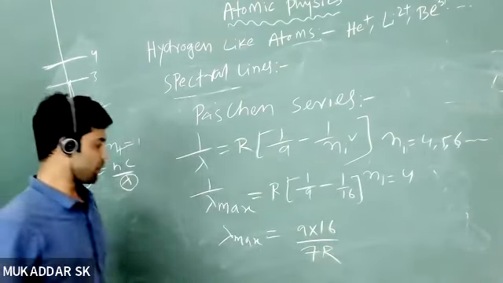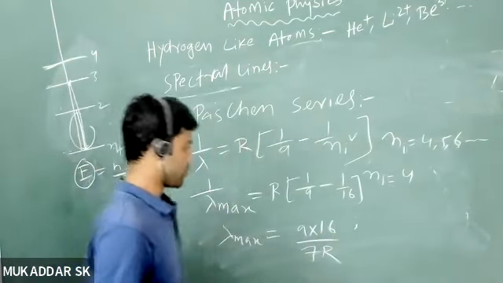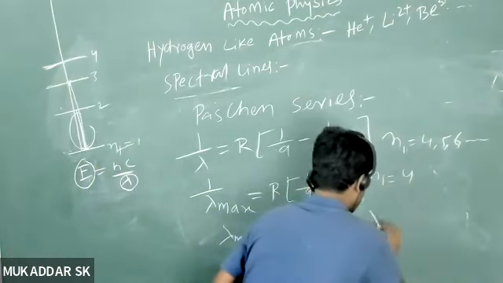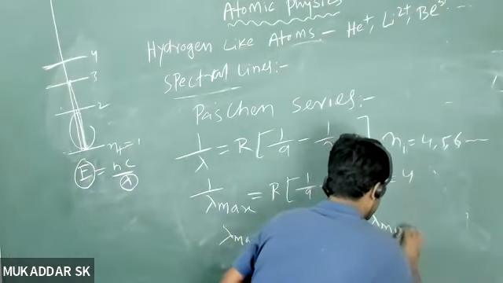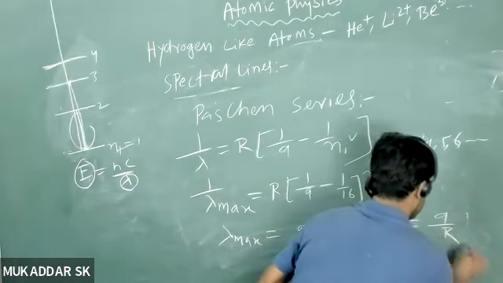Similarly, if you calculate the minimum wavelength, you have to keep Ni equals to infinity. If you keep Ni equals to infinity, you will get the minimum wavelength, that is lambda min, and that will come 9 by R.